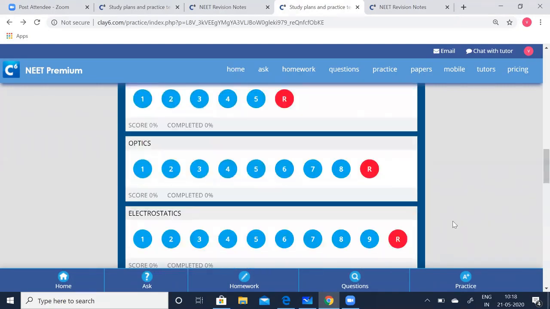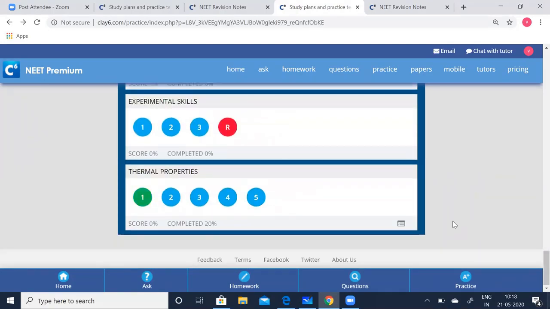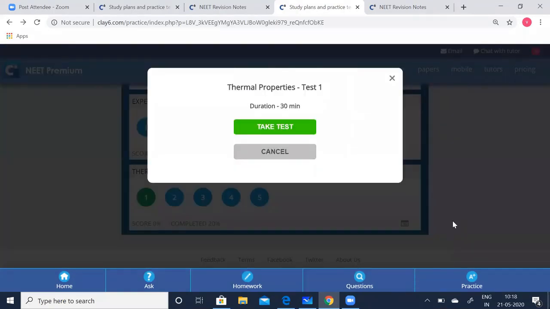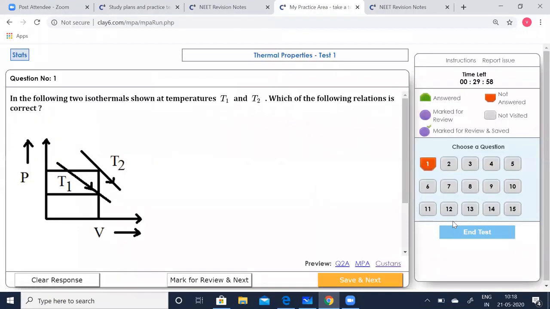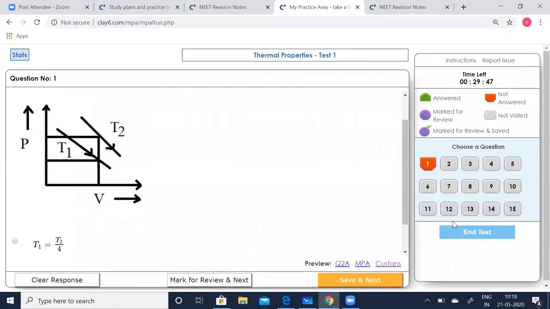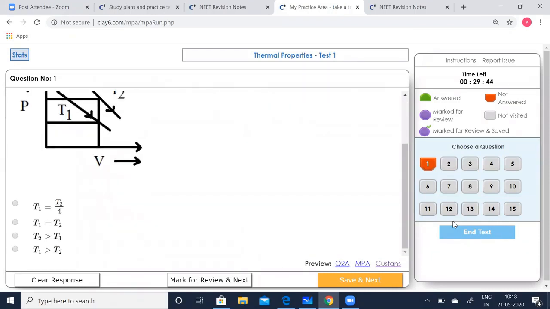So let us quickly go through thermal properties. First test. Click on take test. I understand, go to the test. Now, in the following two isothermal changes shown at temperatures T1 and T2, which of the following relations is correct? T1 is equal to T2 by 4, T1 is equal to T2, T2 is greater than T1, or T1 is greater than T2. All right. Now you know PV is equal to nRT.